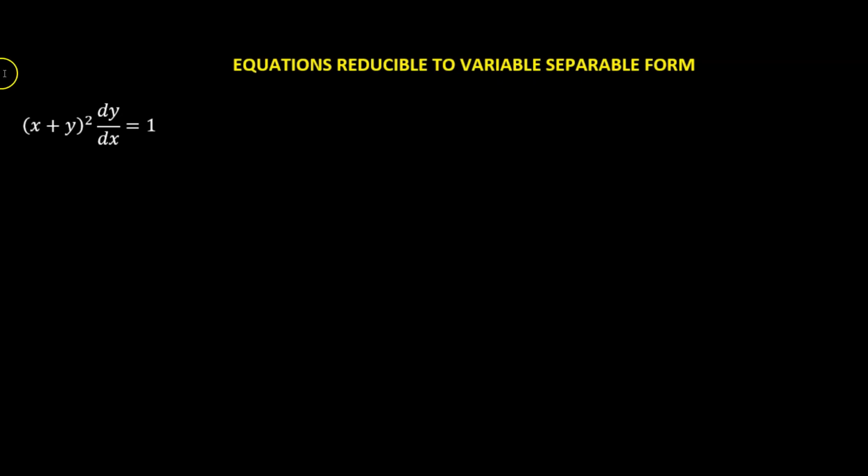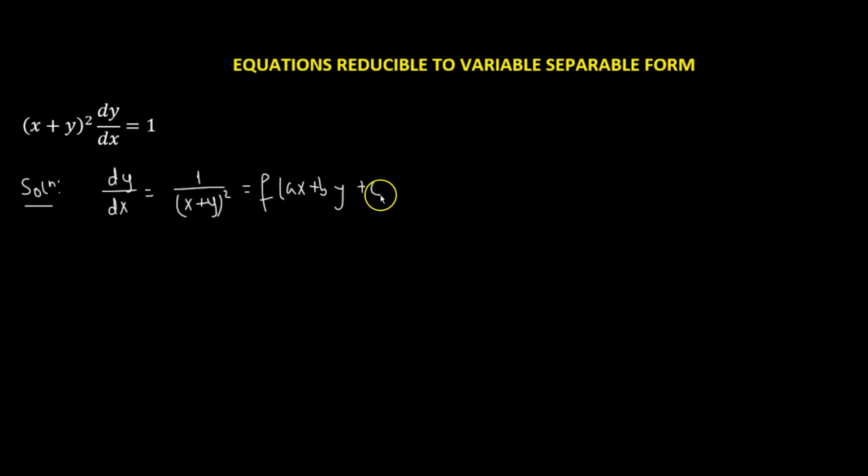So let's solve this particular differential equation by using the method of variable separation. First, we will rewrite this differential equation as dy over dx equals 1 over (x plus y) whole squared. Now clearly, the expression on the right hand side is a function of ax plus by plus c. So this is of the form dy over dx equals a function of some polynomial ax plus by plus c.